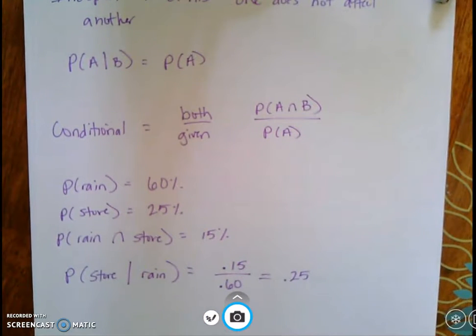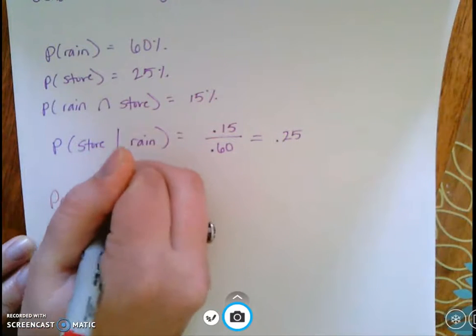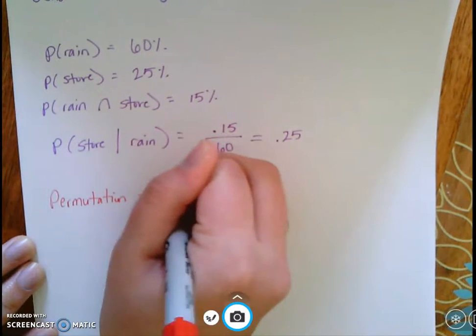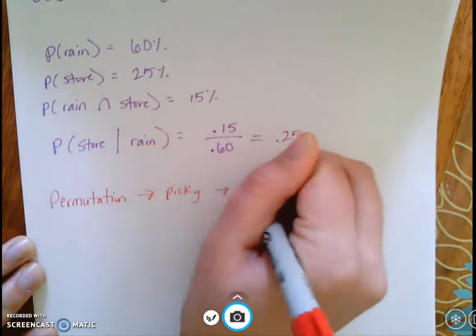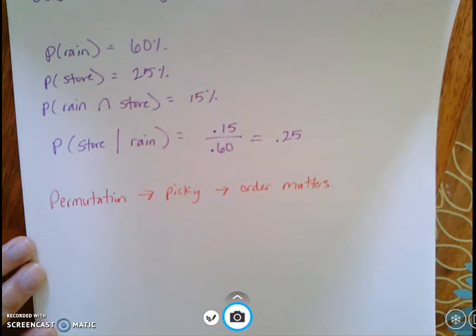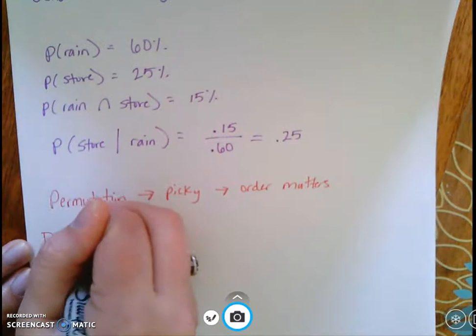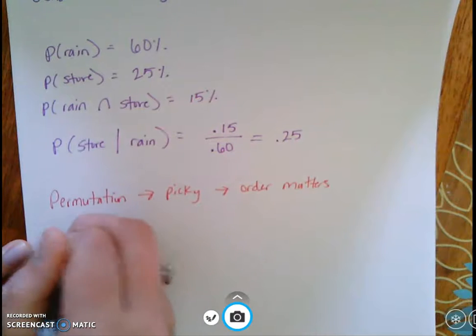And then the last piece, we've already talked about it in class, but I'll go over it one more time just as a refresher. Permutations are picky. What that means is order matters. Okay, when order matters, this is when you're doing first place, second place, third place, when you're doing president, vice president, treasurer, things like that. If you're putting something in order, it is a permutation.